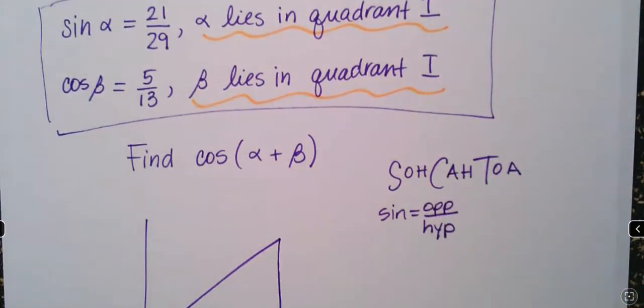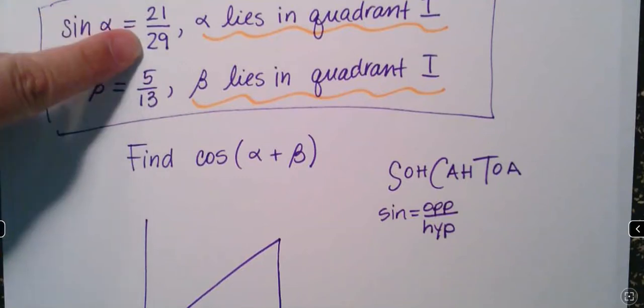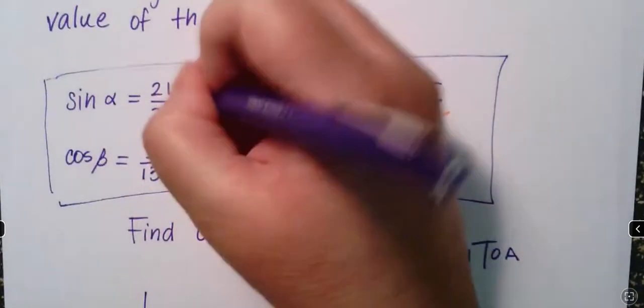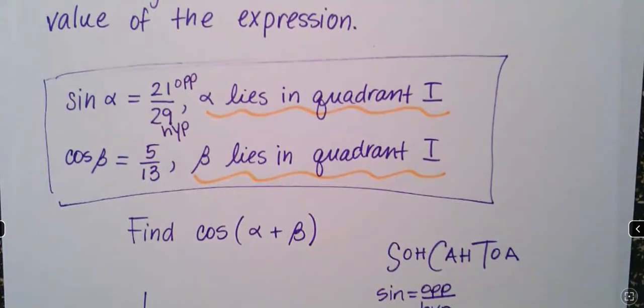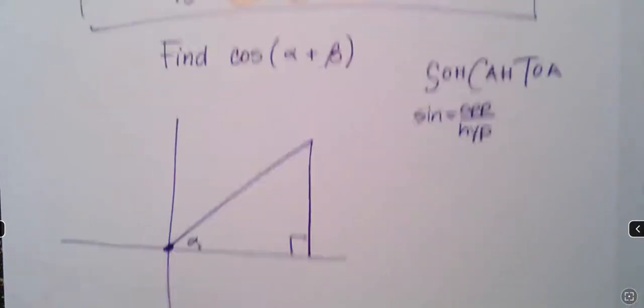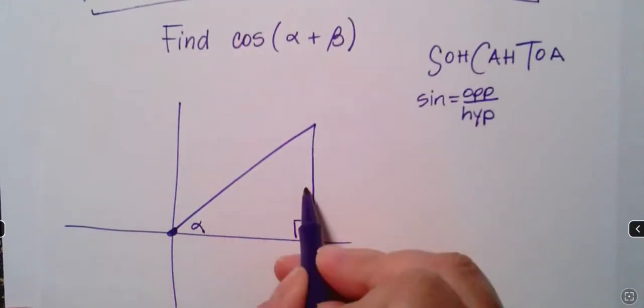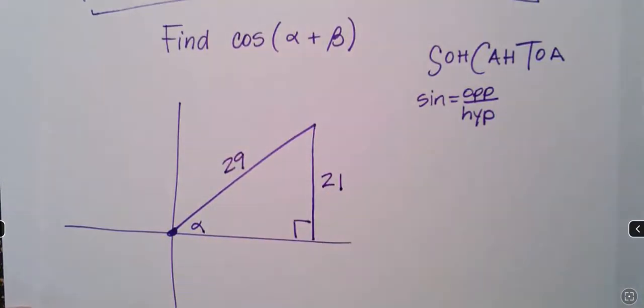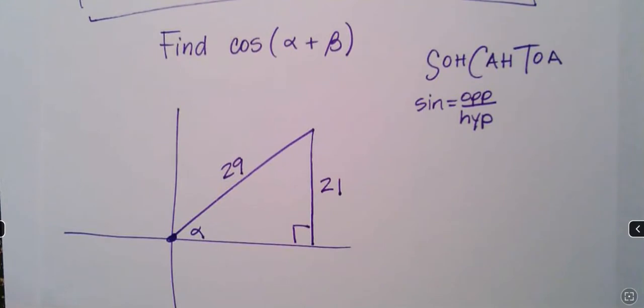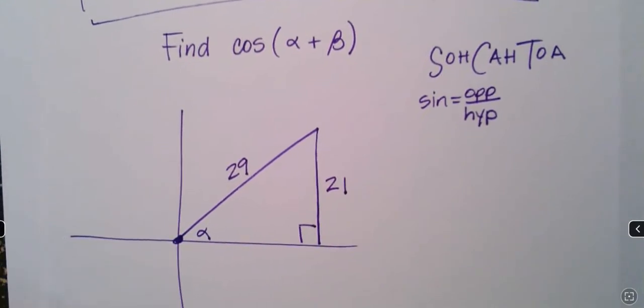So if they told me that my sine is 21 over 29, that's the same as telling me this is the opposite side and this is the hypotenuse. So the opposite side is 21, across from alpha, and the hypotenuse is 29. Okay, now there's only one side of that triangle I don't know, and so I'm going to use the Pythagorean theorem to find that missing side.